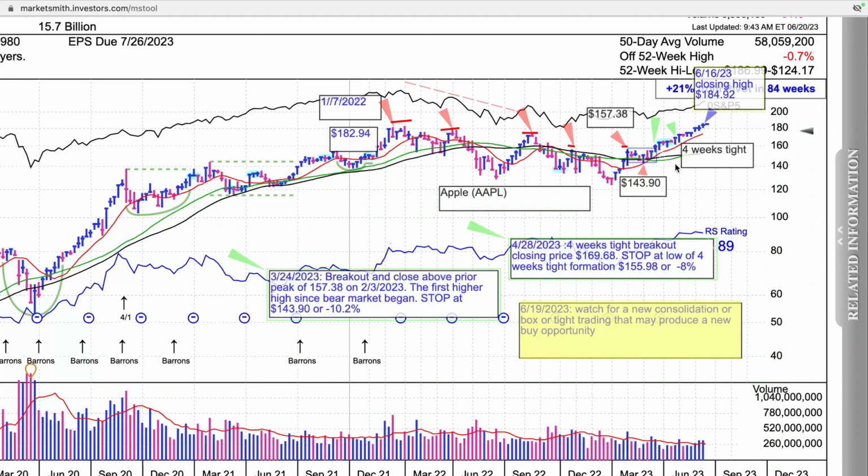The low of this consolidation right here, which lasted 1, 2, 3, 4, 5, 6, 7 weeks, was $143.90. If you were to buy the closing price on this week right here, you would have bought at $160, and if you use 143 as your stop, that would have been approximately 10.2%. So you can risk 10% of your invested capital.